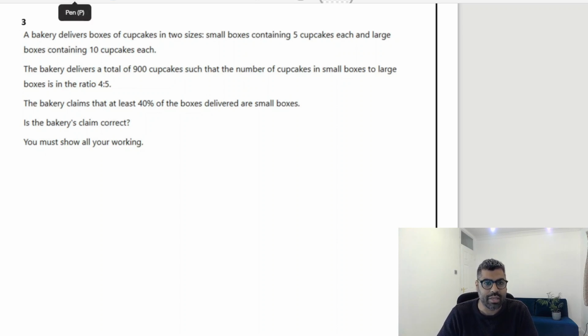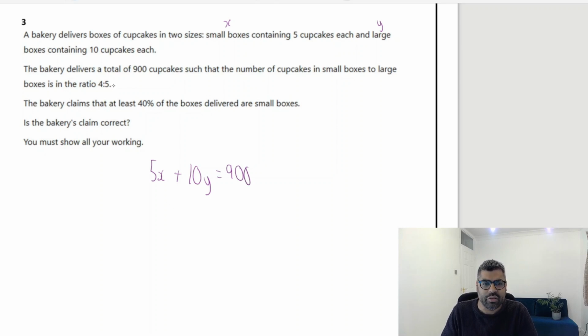So the first thing we need to do is set up our equations. So let's call a small box x and a large box y. So if we do 5x, that's given us the total number of cupcakes in our small boxes, because we know that there's 5 cupcakes in each small box. And if we add that to 10y, we're then getting the total number of cupcakes in our large boxes. Now, we know there's 900 cupcakes altogether. That means if you add up your cupcakes in your small boxes and add up your cupcakes in your large boxes, it's going to equal 900. So that's one equation set up.